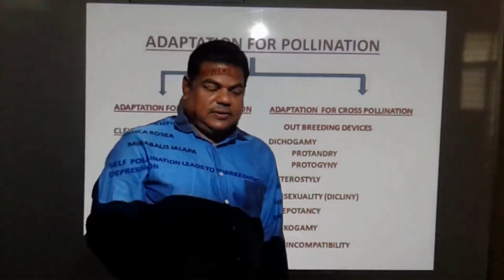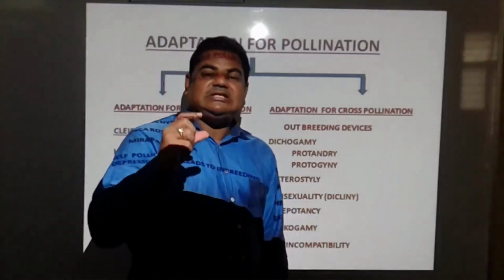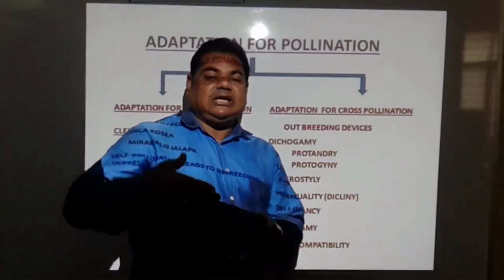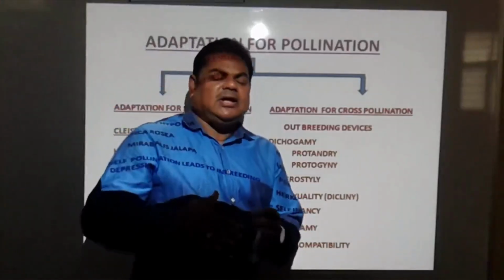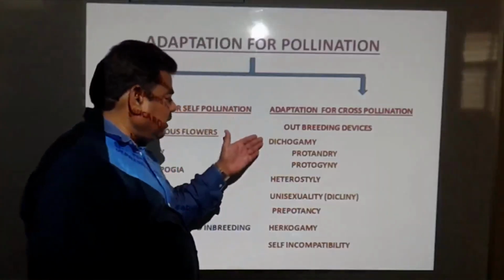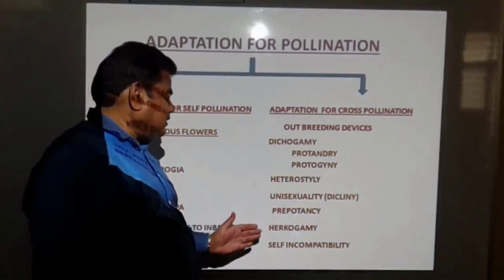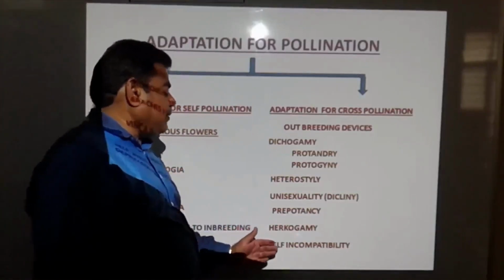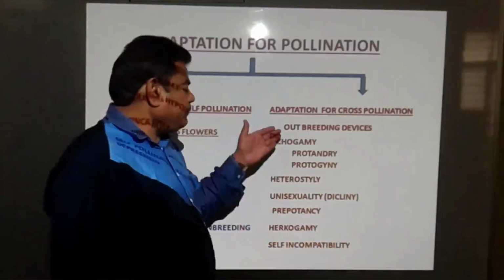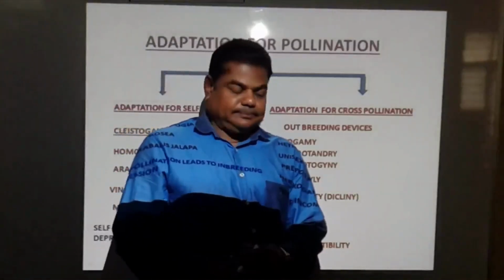Besides these, there are many examples in which plants adapt themselves for cross-pollination. In some plants only one sex appears, or the second sex gets suppressed. Examples like these are there, but we are concerned with DICOGAMY, heterostyly, unisexuality, prepotency, hercogamy, and self-incompatibility, because these topics are all important as far as the NEET exam is concerned.